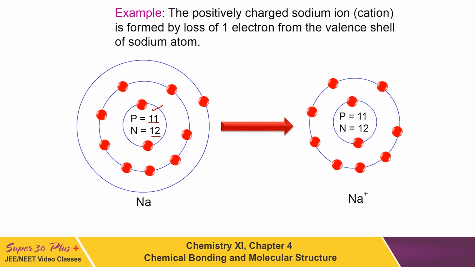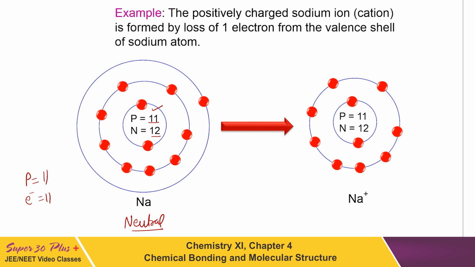And the species is, for now, neutral. For now this species is neutral because the number of protons is 11 and the number of electrons is also 11. So they are quite equal and effectively there is no charge. The overall species is neutral.